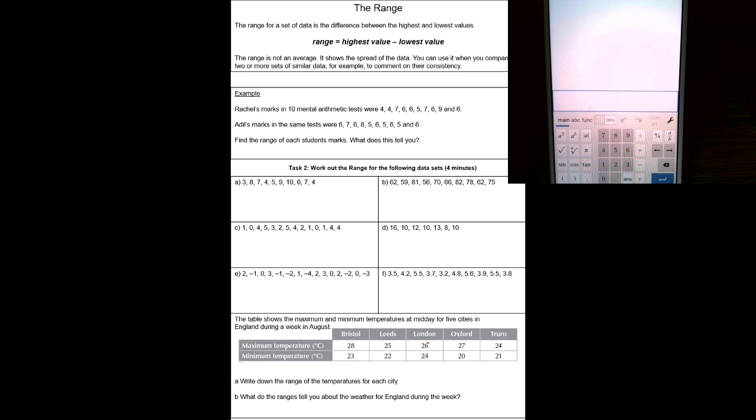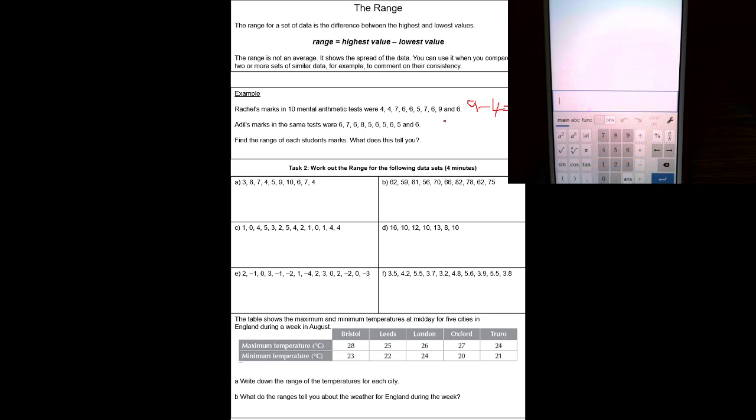Rachel's marks in 10 mental arithmetic tests were 4, 4, 7, 6, 6, 5, 7, 6, 9, 6. Adil's marks were 6, 7, 6, 8, 5, 6, 5, 6, 5, 6. Find the range of each student's marks. Okay, so her highest score was 9 and her lowest was 4. So 9 subtract 4 equals 5.